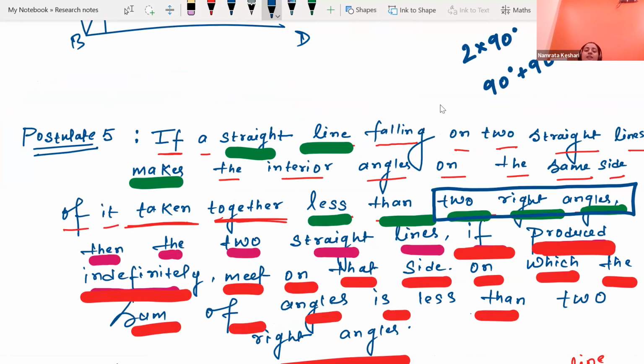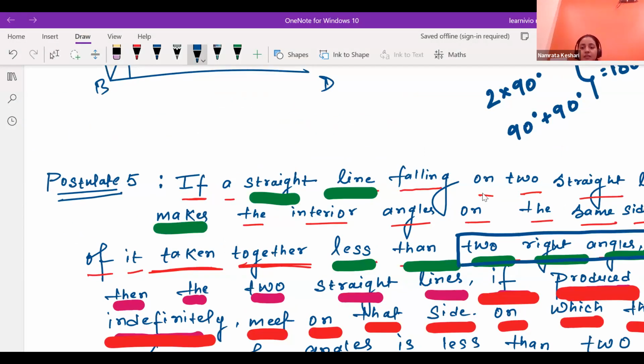Is it crystal clear, the explanation part, to everyone? Yes, ma'am. Yes, to other students, is it crystal clear? Yes, ma'am. So this was the last postulate we had. Now let me check a few questions we can discuss over here.